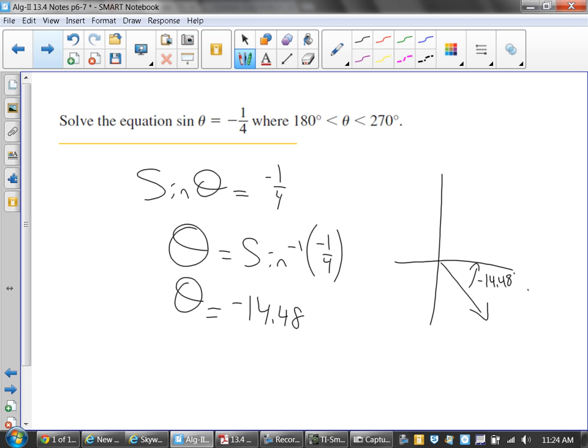Now, it's asking you to figure out what angle has the sine of -1/4 that's in which quadrant, though. Quadrant 3. How do I get this reference angle bounced to the third quadrant? 180. Very good. In order to get the reference angle in the third quadrant, it's 180 plus the 14.48. That gives you your angle.